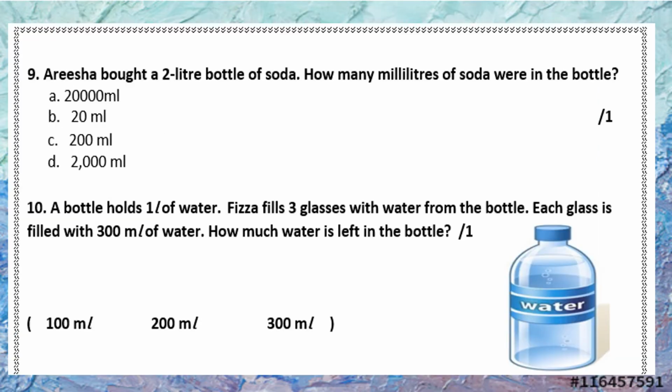Number 9. Arisha bought a 2-liter bottle of soda. How many milliliters of soda were in the bottle? The options are here. Read carefully and circle it. Question number 10. A bottle holds 1 liter of water. Fiza fills 3 glasses with water from the bottle. Each glass is filled with 300 milliliters of water. How much water is left in the bottle? Find out and circle the correct answer.